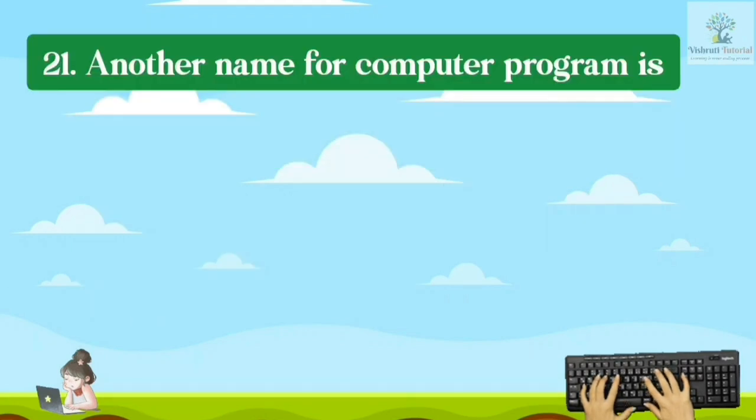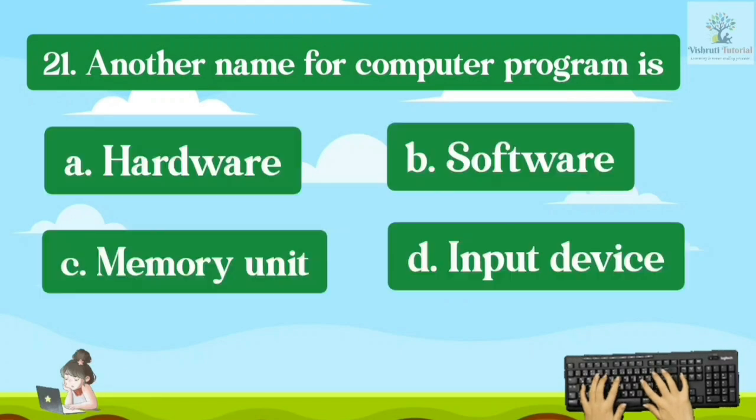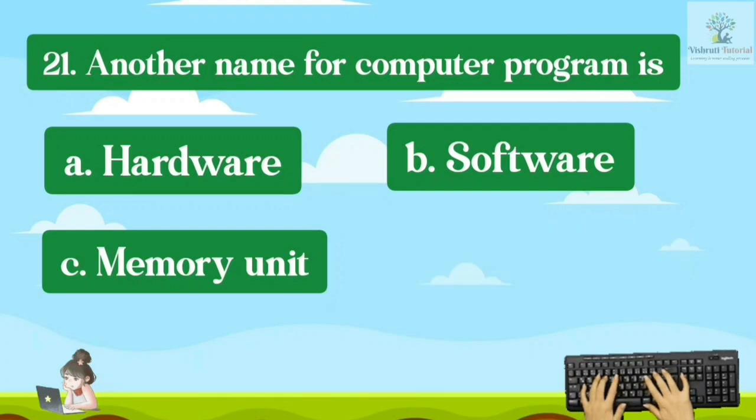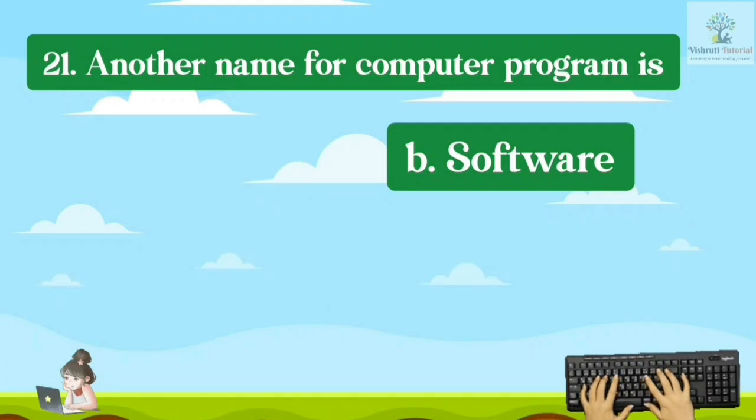Question number 21. Another name for computer program is? Options: A. Hardware, B. Software, C. Memory unit, D. Input device. And the correct answer is B. Software. Another name for computer program is software.